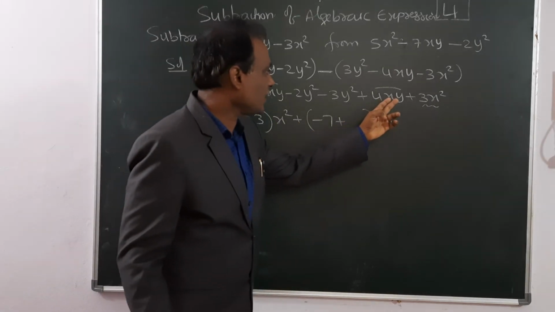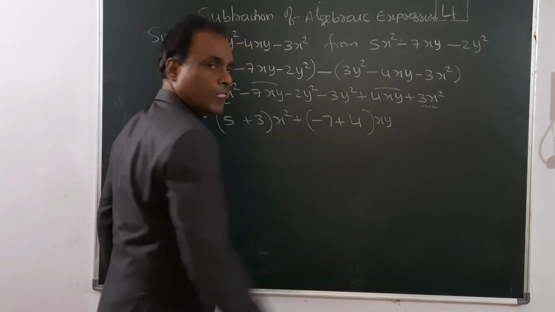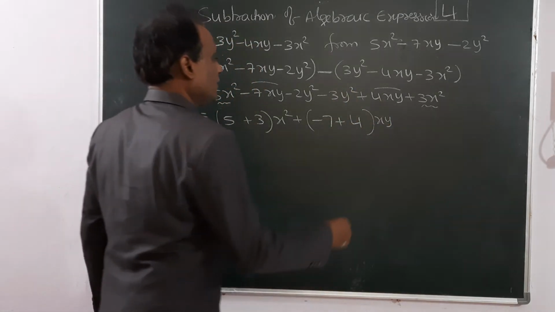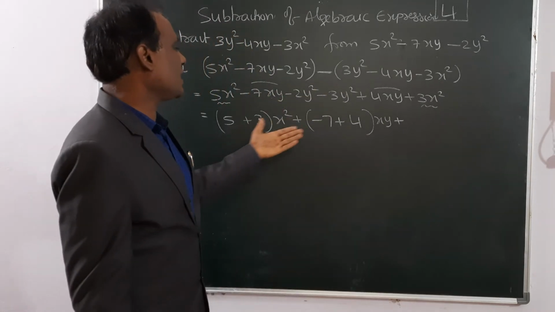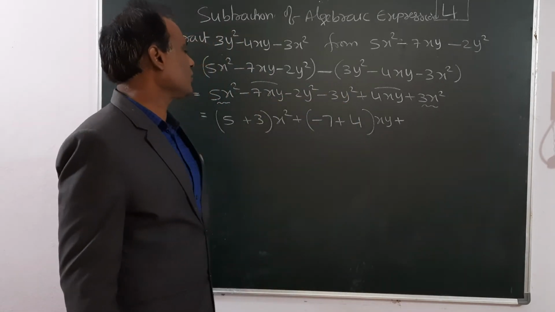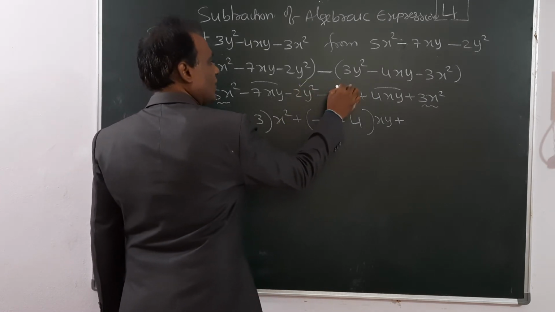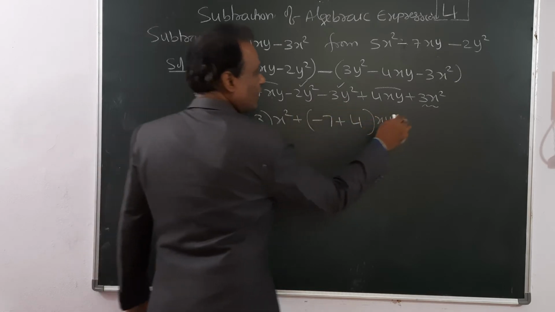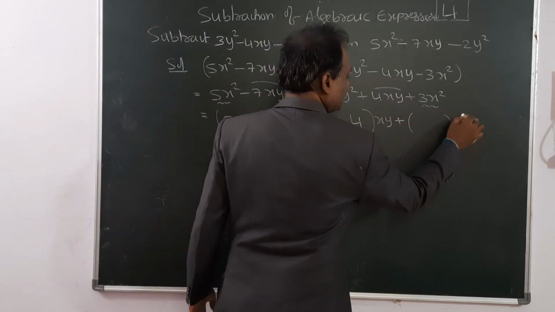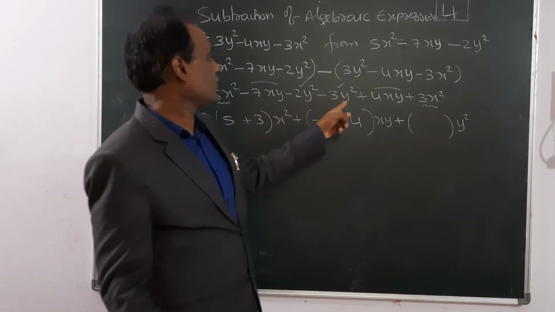Plus, the other xy coefficient is 4. Next, what are the other terms? Apples are added, bananas are added, next mangoes. Mangoes means same like terms. So see here, 2y square are like terms. So this is y square.